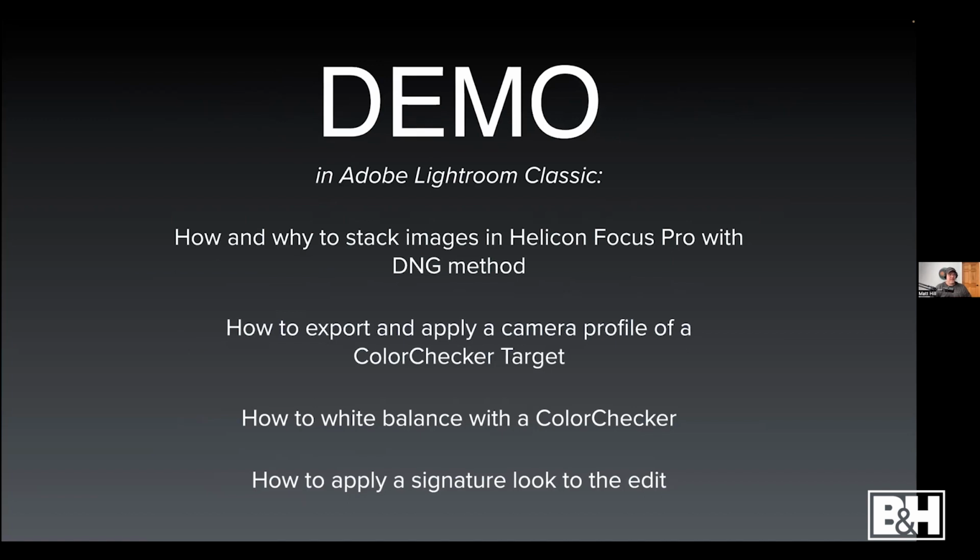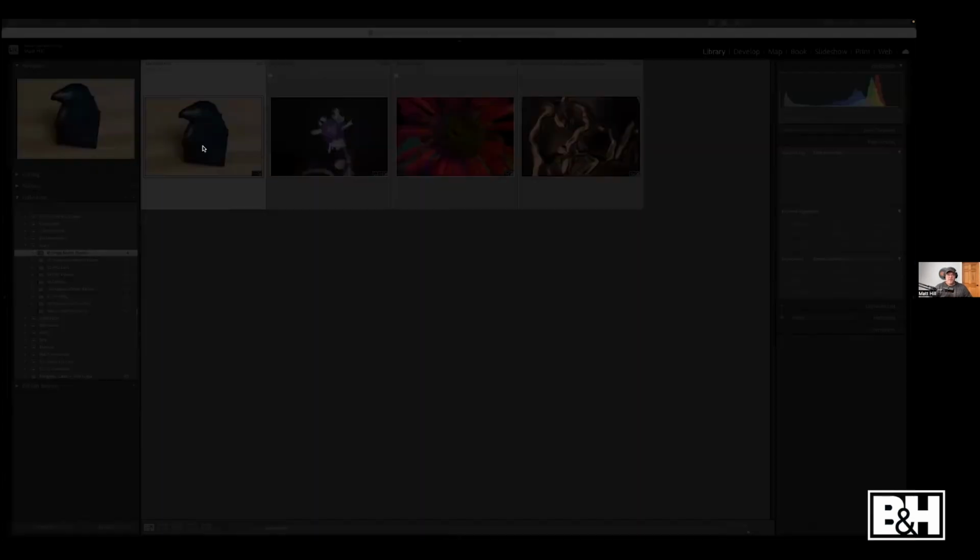So I'm going to walk you through some things now. We're going to jump out of slideshow mode and we're going to go live into Adobe Lightroom and Helicon Pro. So we're going to walk through how and why to stack images in Helicon Focus Pro with the DNG method. We're going to talk about how to export and apply a camera profile of a ColorChecker target, and how to use the white balance function with a ColorChecker, and also how to apply a signature look to the edit. So let's get out of here and get into Lightroom.